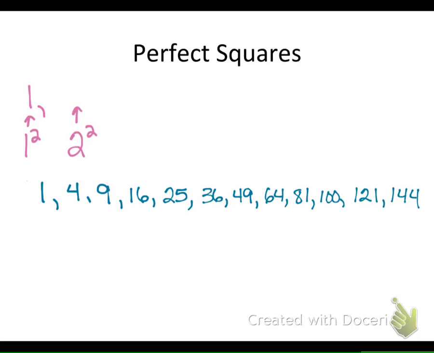Meaning, if I type into my calculator the square root of 144, it's going to equal 12, because 12 times itself is 144. What's the square root of 36? What number times itself will equal 36? 6. What's the square root of 9? What number times itself will equal 9? 3. What's the square root of 4?